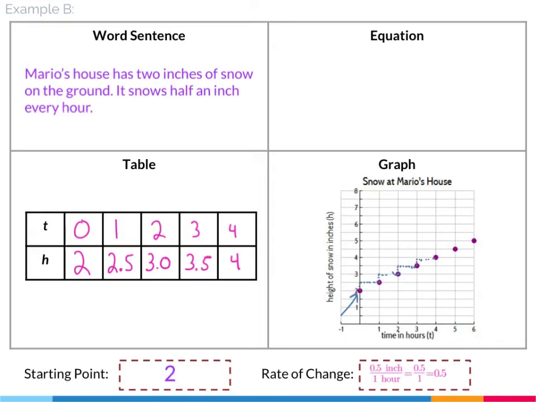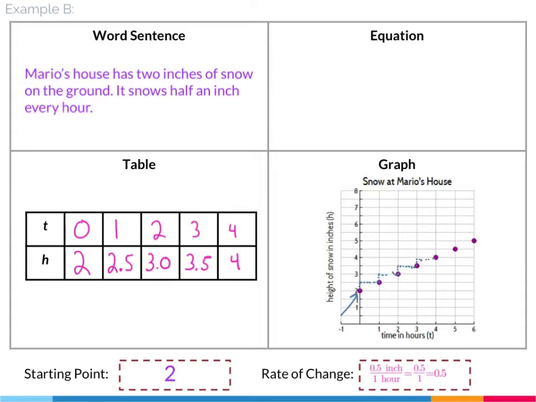It doesn't have to be super fancy when you go to write these word sentences. They just have to make sense about the situation that's happening. So in this case, we know there's 2 inches on the ground because that's our starting point, and it snows half an inch every hour. So we're just stating what's happening. Now that we've done those 3, we need to put together an equation.